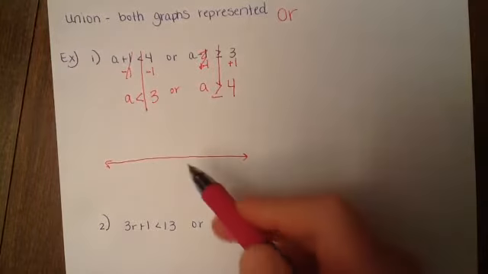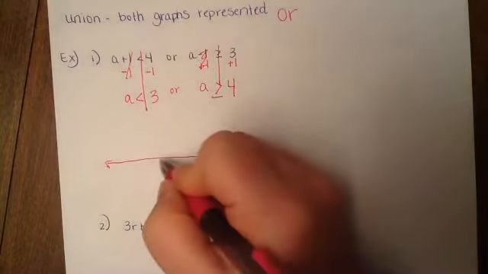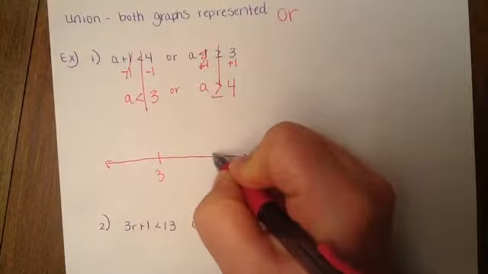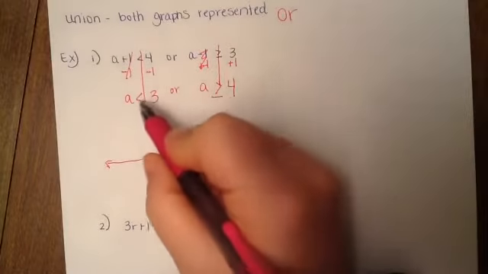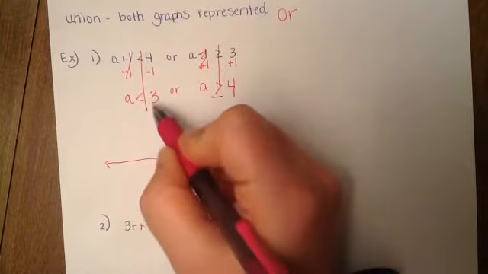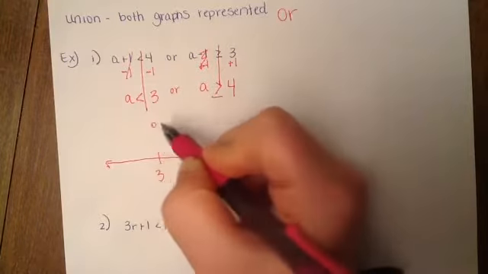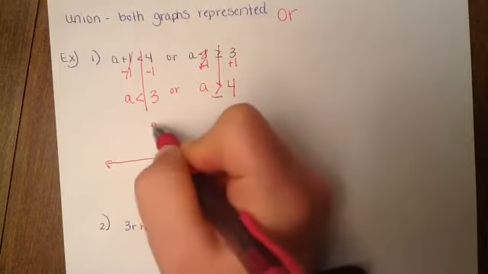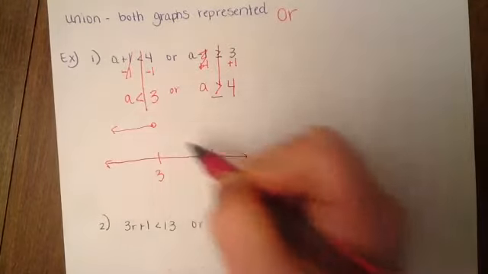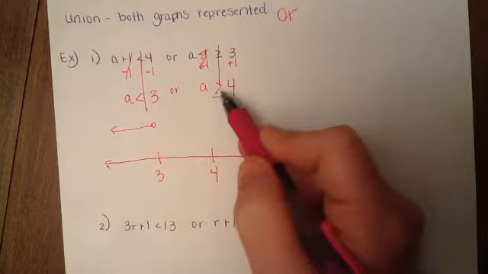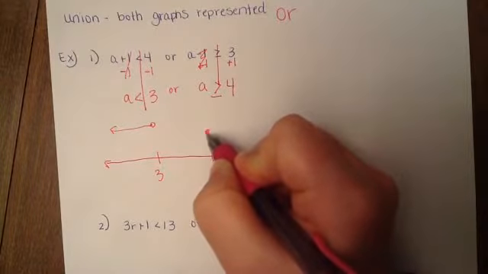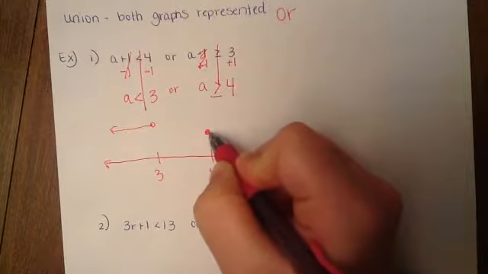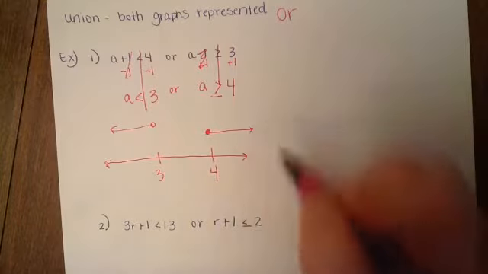So when I graph these, I have 3 and 4 on my number line. Let's graph this one above. What type of circle on 3? Open. Less than is shaded left. Here, what type of circle on 4? Closed. A is greater than or equal to, so it shades right.